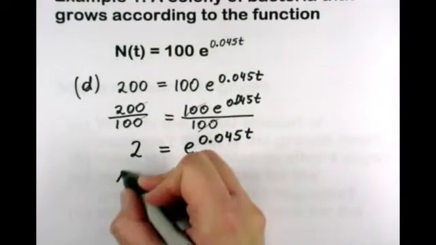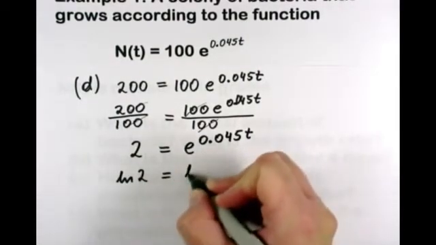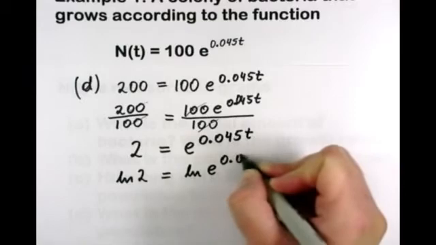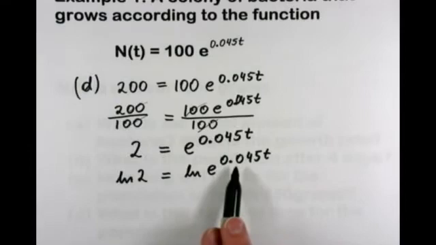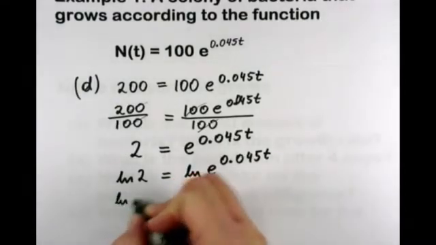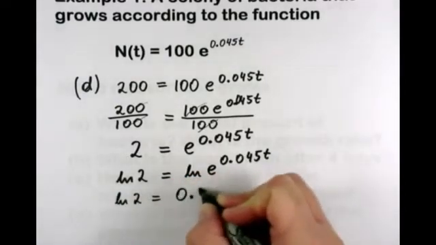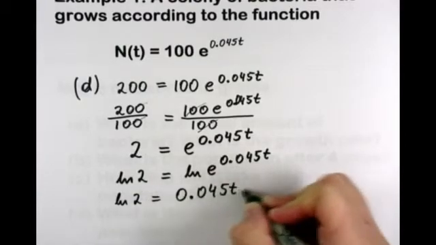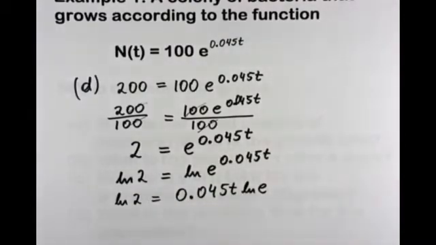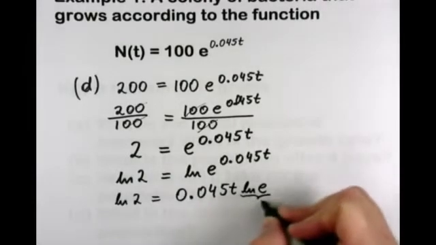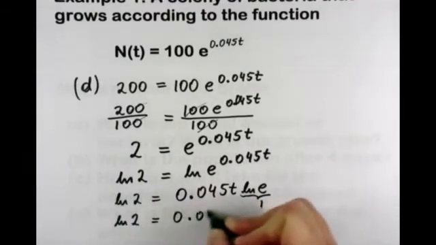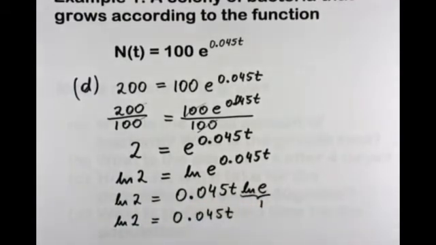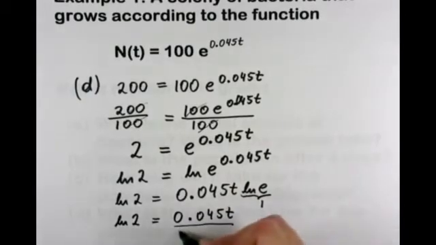We can take ln. ln 2 is equal to ln e to the power 0.45t. By the property of log, I can bring down the exponent. So I have ln 2 is equal to 0.45t times ln e. And we know that ln e is 1. So we have that ln 2 is equal to 0.45t. Now we can divide by the coefficient of t, by 0.45.